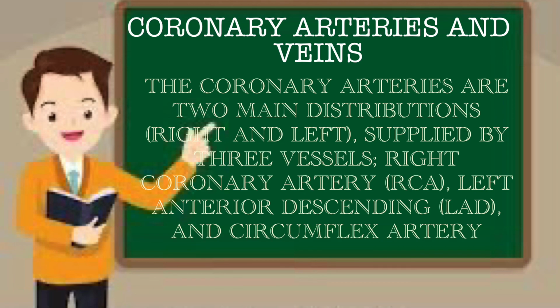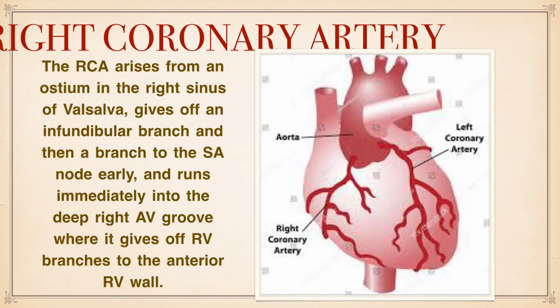Coronary arteries and veins. The coronary arteries have two main distributions, right and left, supplied by three vessels: right coronary artery, left anterior descending, and circumflex artery. Right coronary artery. The right coronary artery arises from an ostium in the right sinus of Valsalva, gives off an infundibular branch and then a branch to the SA node, and runs immediately into the deep right AV groove where it gives off RV branches to the anterior wall.